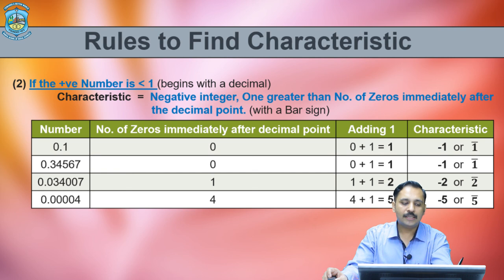In the next example, we have 0.00004. Here we have 4 zeros, we add 1 to it, it becomes 5, and we have to put a bar over it. Hence, the characteristic of this number is -5 or 5 bar. I hope you understand this.